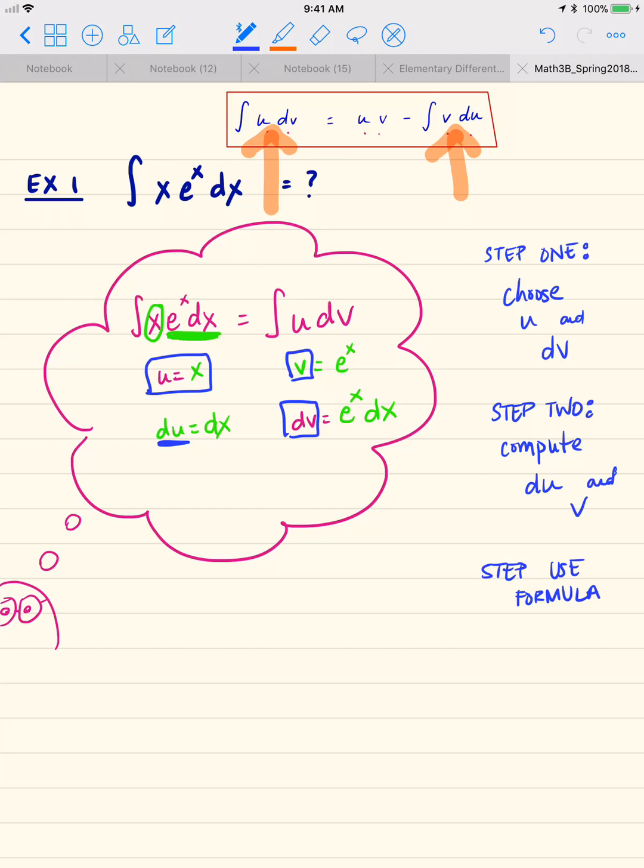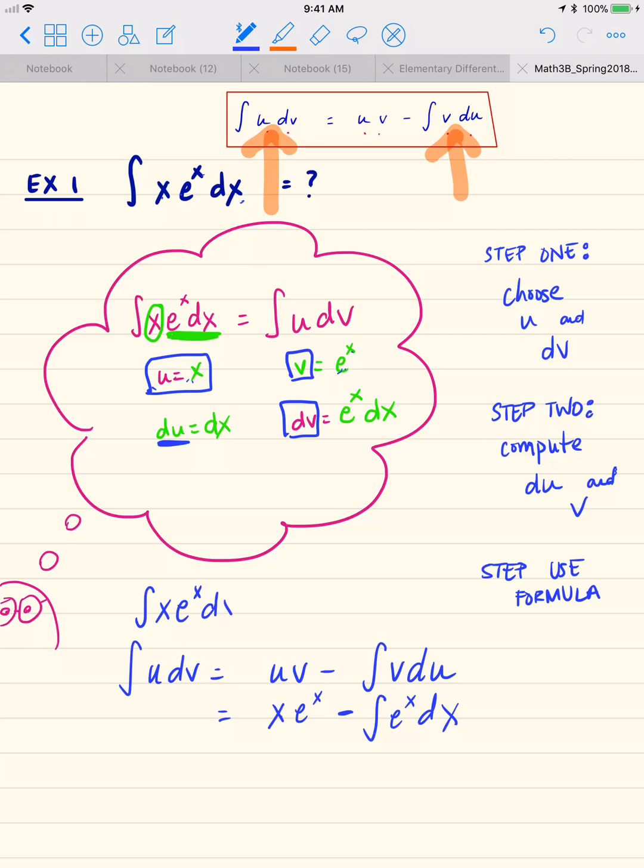So we've got the integral of x e to the x dx, and u is equal to x and dv is e to the x dx. According to my formula, the integral of u dv is equal to uv minus the integral of v du. My u is x, and my v is e to the x, so I'm going to write that there, minus the integral, now what is v? E to the x. What is du? Du is dx.